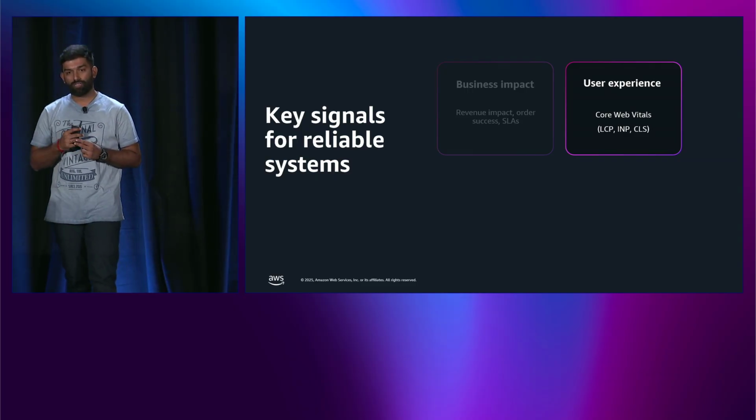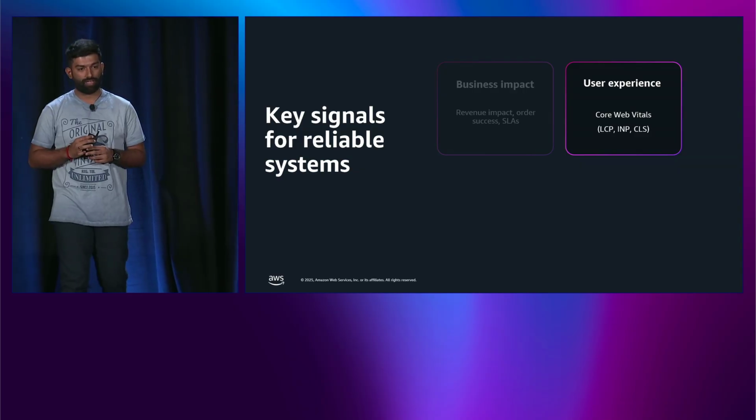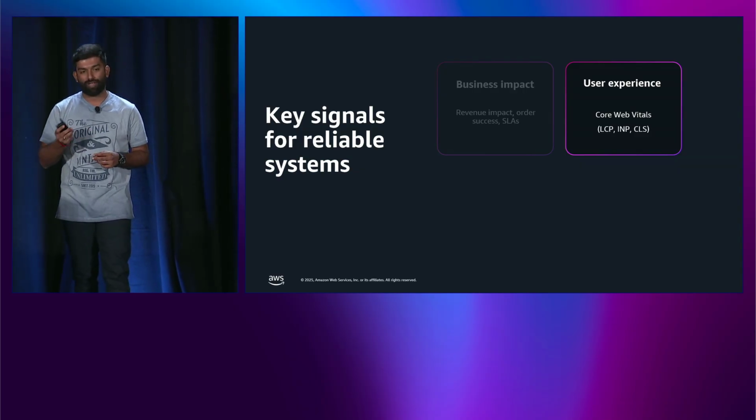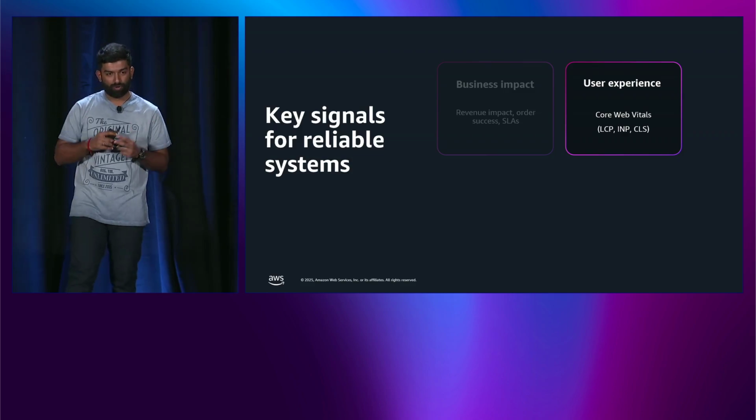So you can monitor the core web vital metrics like largest contentful paint, interaction to next paint, or cumulative layout shift. So let us take an example of how this actually helps.